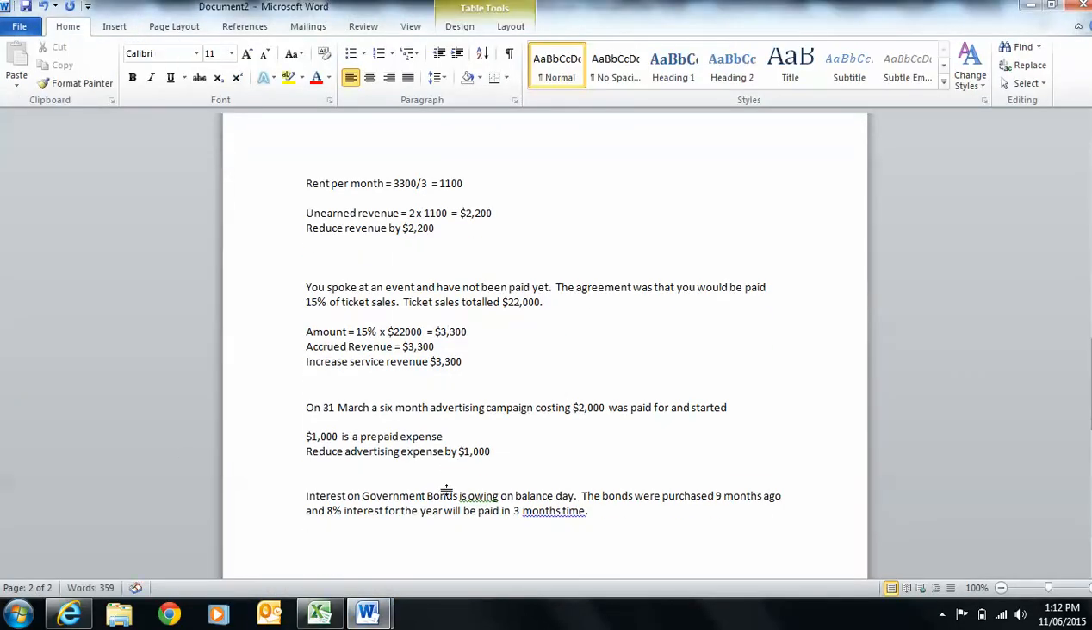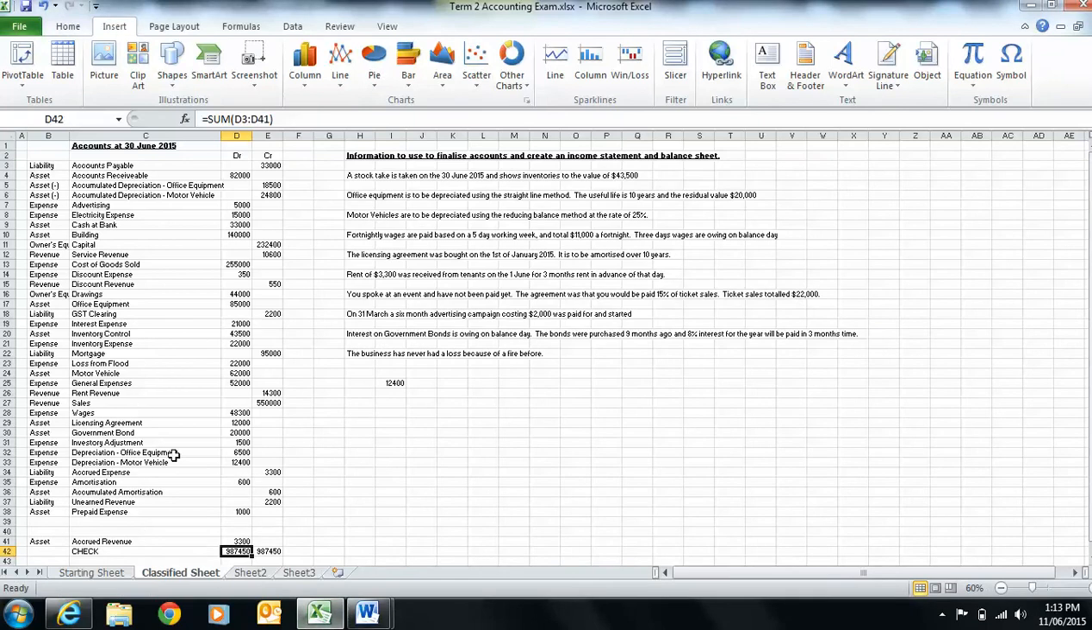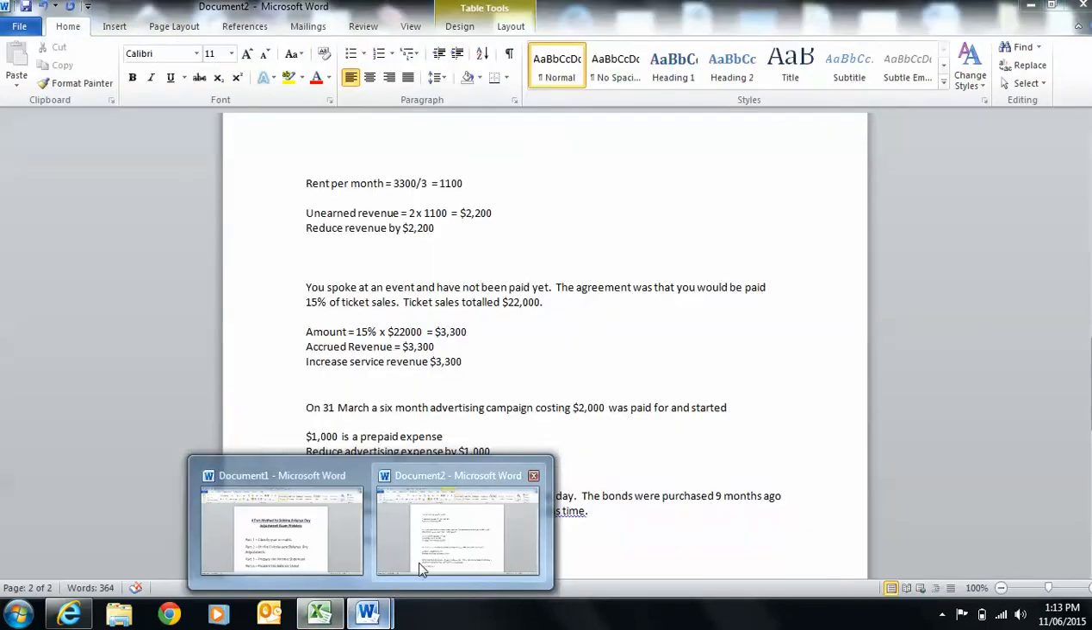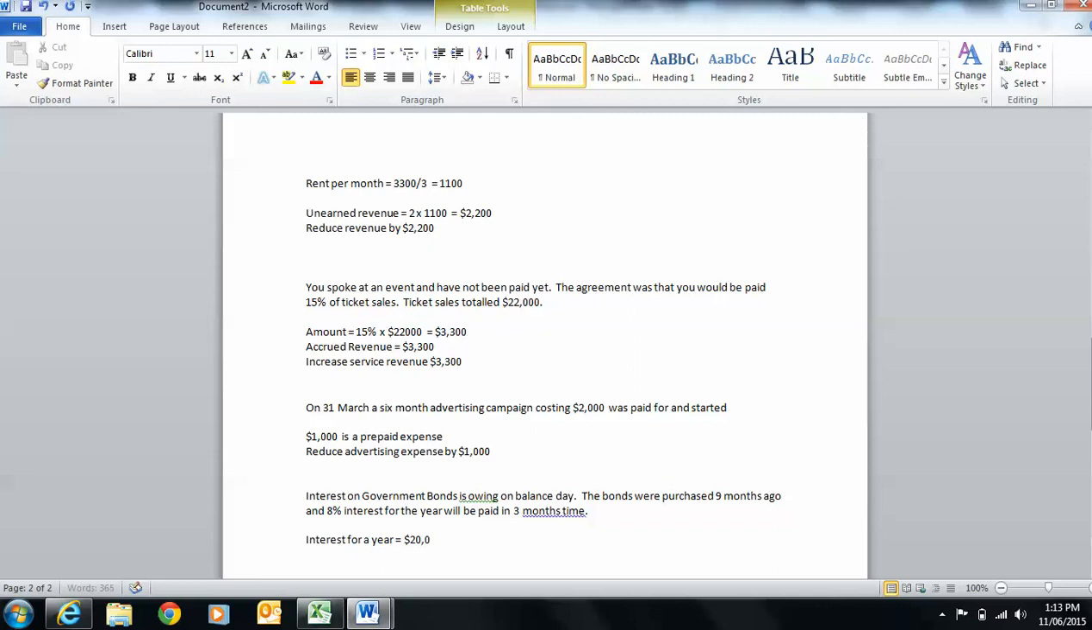Okay, interest on the government bonds. Interest for a year is going to equal, we've got to work out how much government bonds we have, $20,000. So we've got $20,000 worth of government bonds by 8%, which is going to be $1,600 per year. However, they were purchased 9 months ago, and there's not going to be any interest paid for another 3 months, but there's some interest has already accrued.